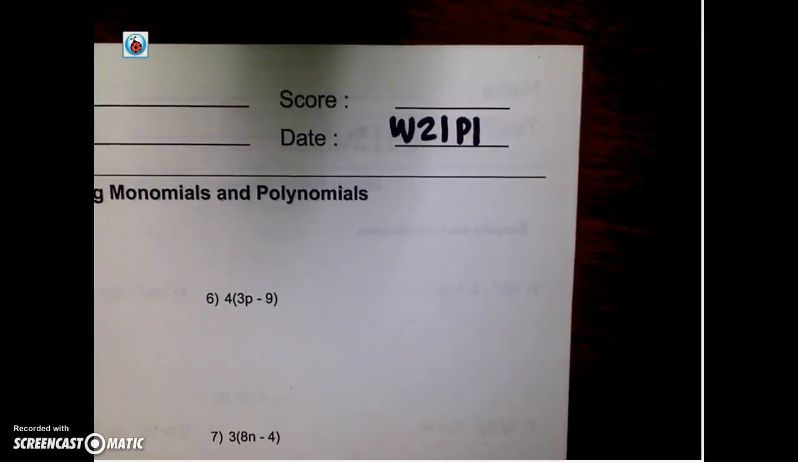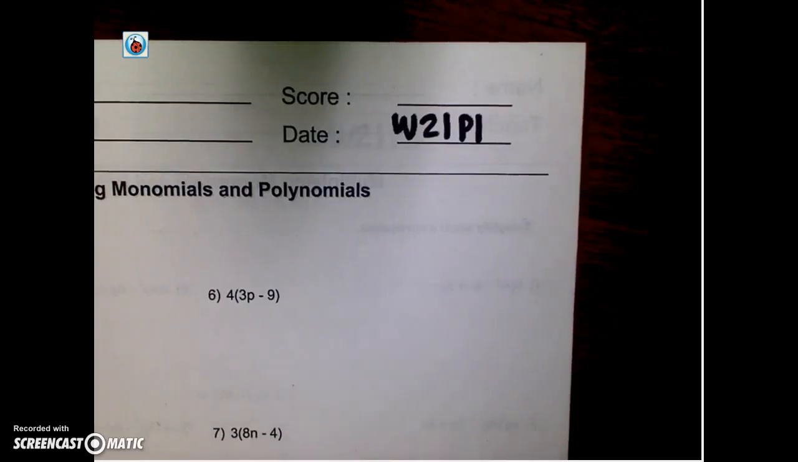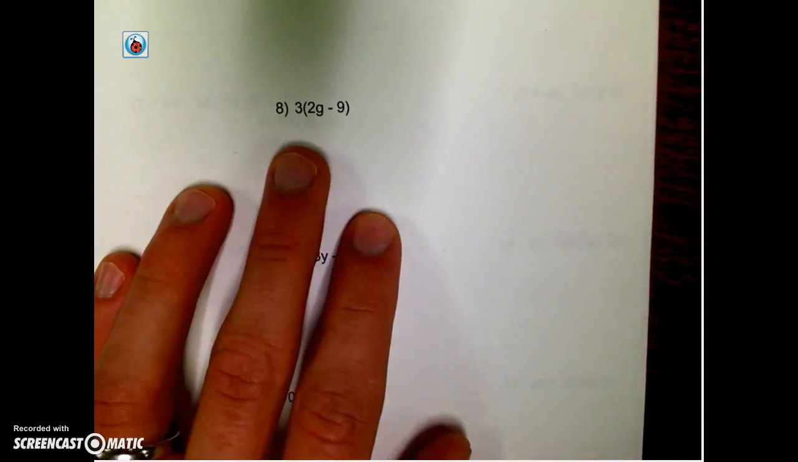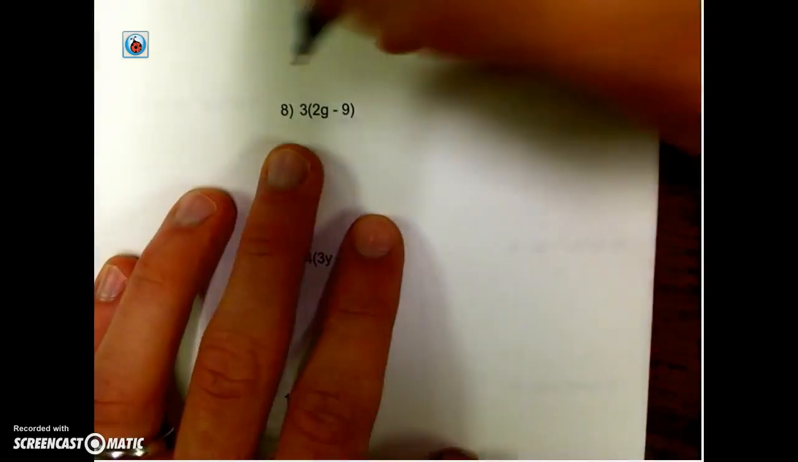Hello, this is going to be week 21, page 1, and this is just simple distributing. So we know on these, whatever number we have on the outside of the parentheses, we're going to multiply it in by both numbers on the inside. So let's take a look here at number 8. I see I have a 3 on the outside, so we're going to, and you'll see us draw arrows like this to help us keep track of our terms.